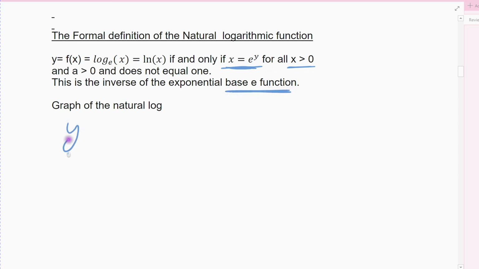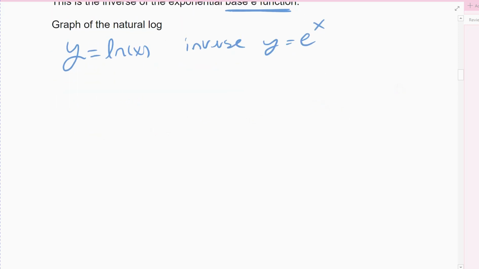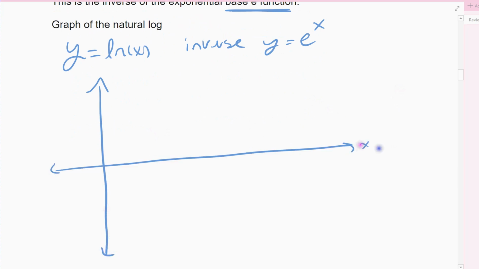So the graph of the natural log, y equals ln of x, is the inverse of the y equals e to the x function. If you remember inverses from your algebra classes, inverses are reflected over the y equals x line. So remember, the e to the x function, if I graph it up here in red, was an expression like this.